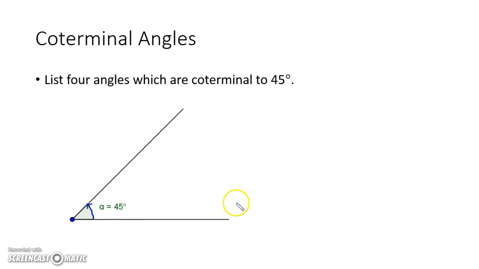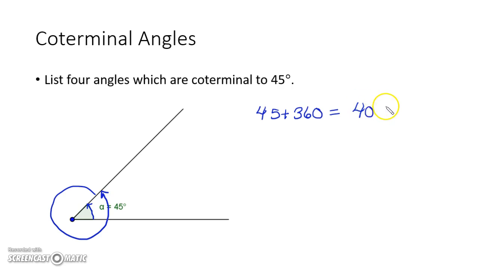Now coterminal means we need to add another 360, so let's do one more rotation all the way around. What would be the measurement of that angle? We take our 45 degrees and add 360 more. What do we get? It looks like it's going to be 405 degrees. So we would say the angle 405 degrees is coterminal to 45. It ends at the same place 45 degrees does.